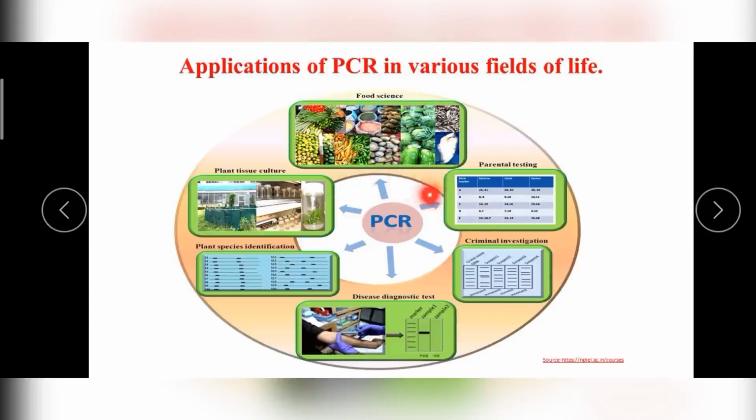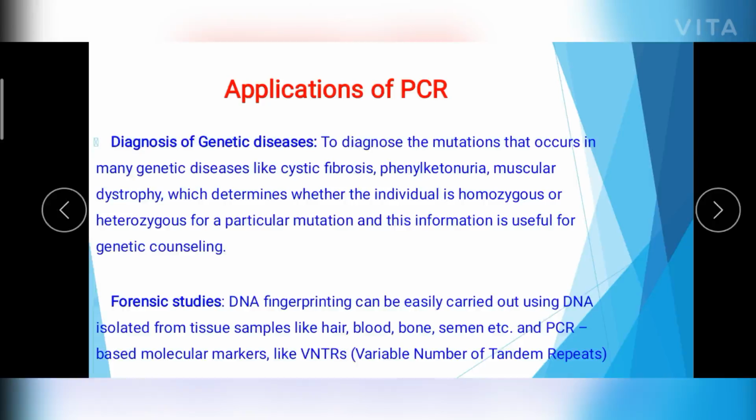PCR is applied in various fields of life, like food science, forensic science, disease diagnostics, plant and animal tissue culture, and also in the identification of new species. Let's see the applications in detail. It is used for the diagnosis of genetic disorders like cystic fibrosis and muscular dystrophy. It helps determine whether an individual is homozygous or heterozygous for a particular mutation, and this information is useful for genetic counseling of the parents.